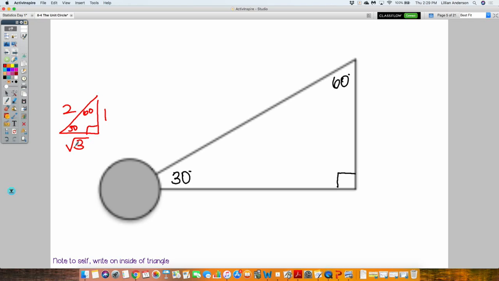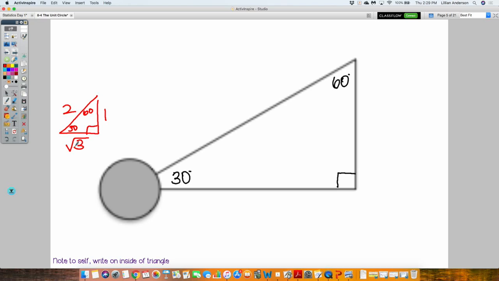But because this is a triangle that's inside of the unit circle, the hypotenuse, aka the radius of the circle, is going to be how long? What's the radius of the unit circle?